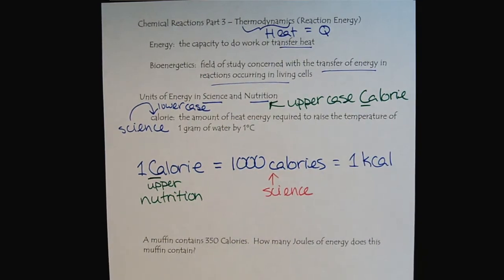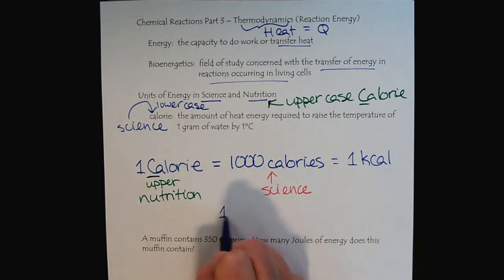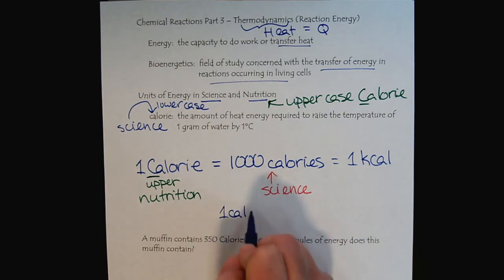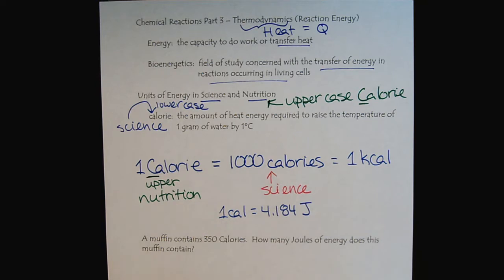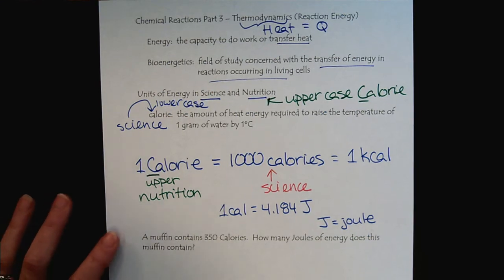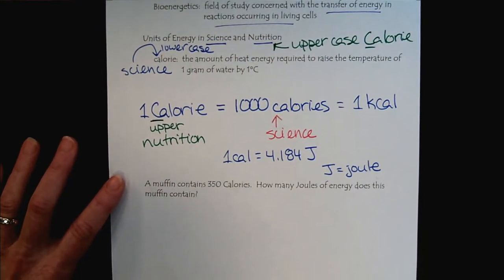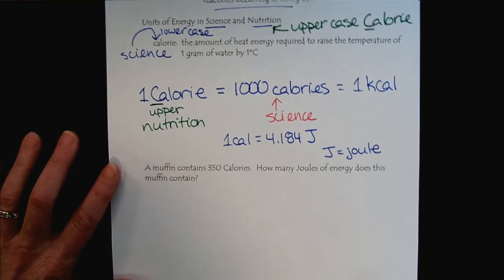All right. Within science, there is another unit system that we can also use. And so in the science world, 1 calorie is equal to 4.184 joules. All right, and so that uppercase J is symbolizing the energy unit of joule. So those are the 3 energy units that we will be using in this course. So before we get to reactions, let's make sure we understand these energy units.